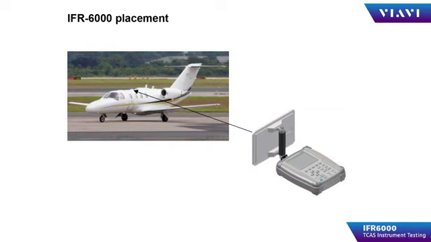A location for the IFR6000 should be chosen so that there are no metallic obstructions between the IFR6000 and the aircraft TCAS antenna. The TCAS antenna should be in clear view of the operator's IFR6000 flat plate antenna. Be aware of any hangar walls, toolboxes, or other aircraft near the aircraft you are testing, as these can cause reflections and multipath interference while testing.